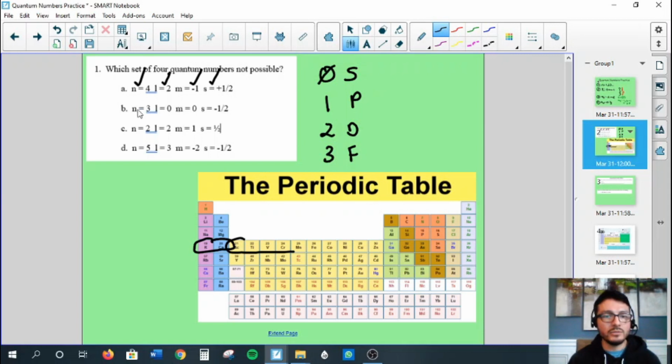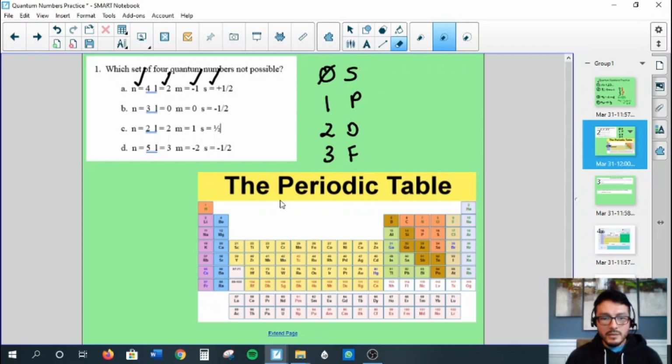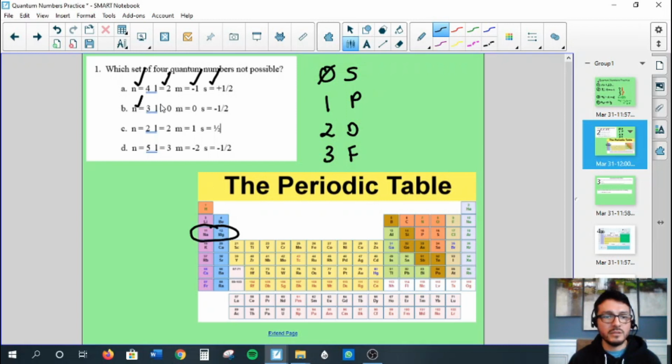B, n is equal to 3. Let me just erase that. Okay, back to my pen. Good. n is equal to 3: 1, 2, 3. That's this row. That is of course possible. l is 0, which means it is the s orbital in the third row, so it can be one of these electrons. So that's possible.